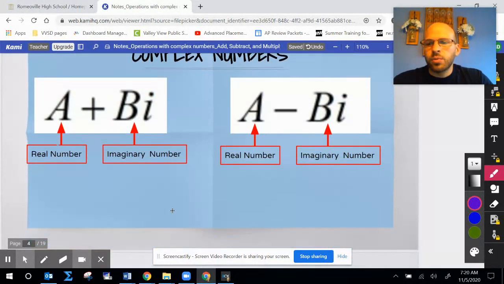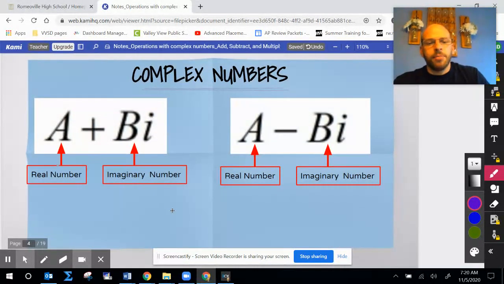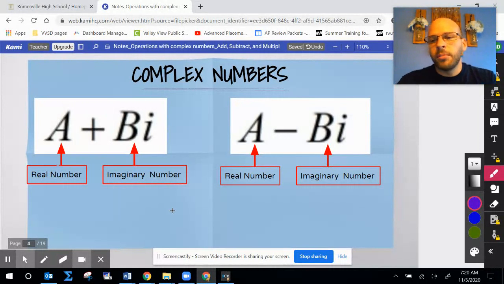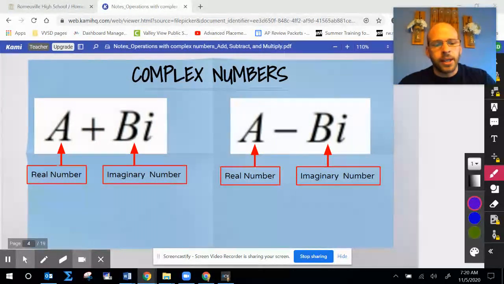So complex is what this lesson is going to be about. Complex numbers is when I have a real number plus or minus an imaginary. So you can see this. A represents my real number, and then the bi represents my imaginary. And the plus or minus doesn't really make any difference.